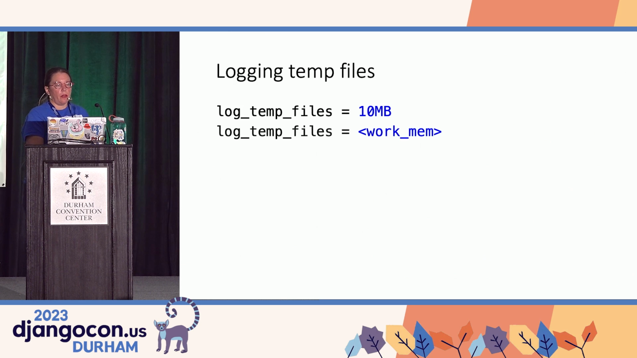You can log the temp files that are created in Postgres, and this is a really good idea. You can decide the size of temp file to log. A lot of people set this to whatever they set their work memory to be. That way you're logging temp files that are a little bit bigger, and you're not logging a ton of stuff. But this is a good indicator, and something you can keep an eye on if you're working on the memory settings we talked about earlier.